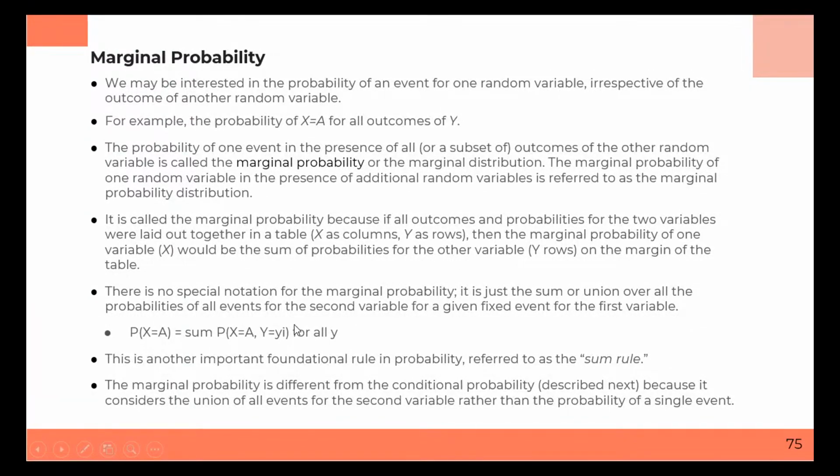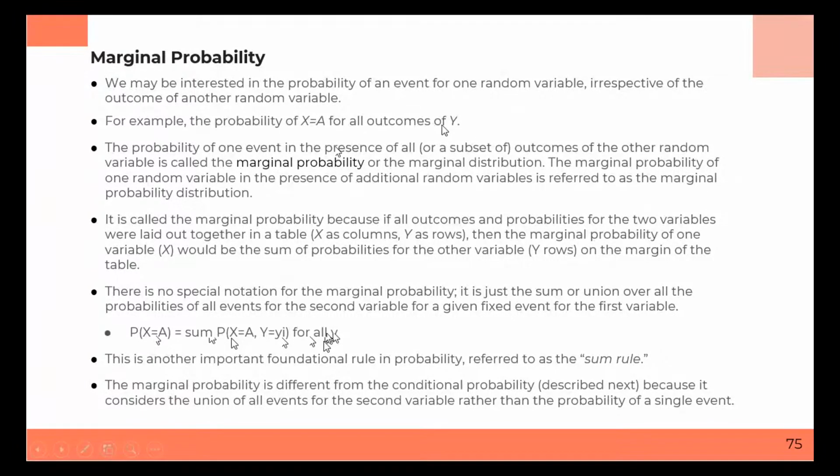There is no special notation for marginal probability. It is just a sum, or union, over all the probabilities of all the events for the second variable, for a given fixed event of the first variable. How do you represent that? You represent it like this, the same thing that we saw here. X is my random variable, A is my event, and this is all in Y. The probability of X equal to A is equal to the sum of probabilities of X for all Y, or all the small events that we have.